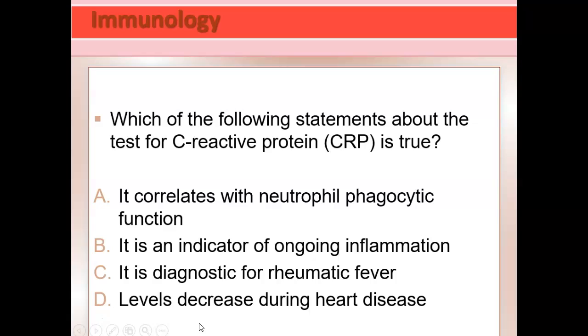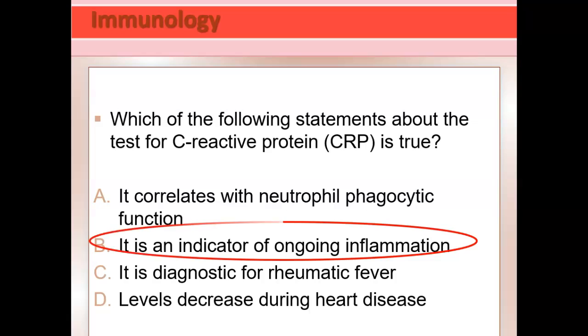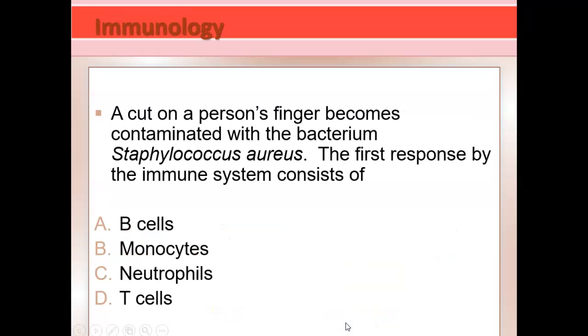Which of the following statements about the test for CRP is true? It correlates with neutrophil phagocytic function. It's an indicator of ongoing inflammation. It is diagnostic for rheumatic fever, and levels decrease during heart disease. Well, we know that it is an indicator of ongoing inflammation. It doesn't have anything to do with phagocytic function. It is not diagnostic for any specific disease, and levels don't decrease during disease, they increase.